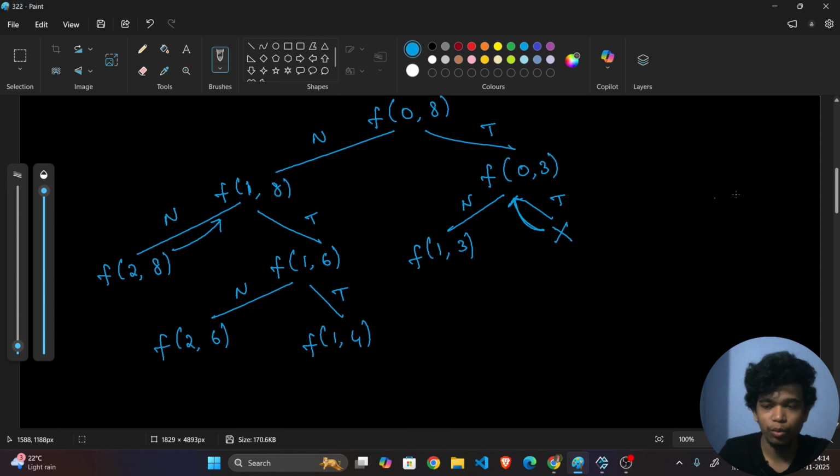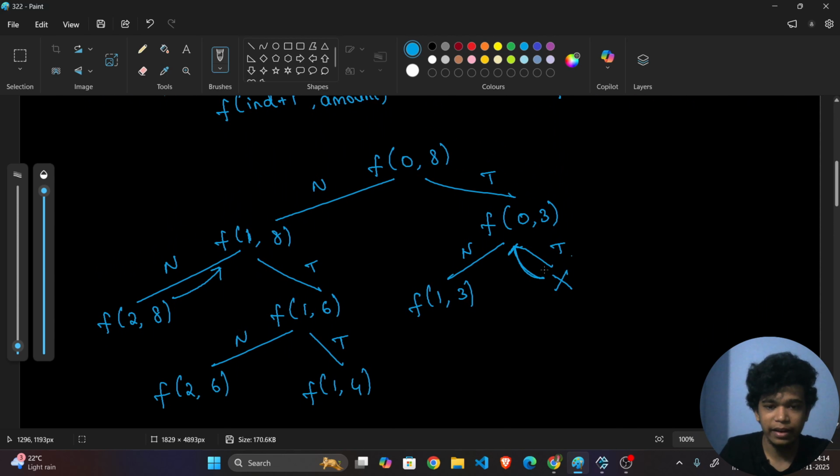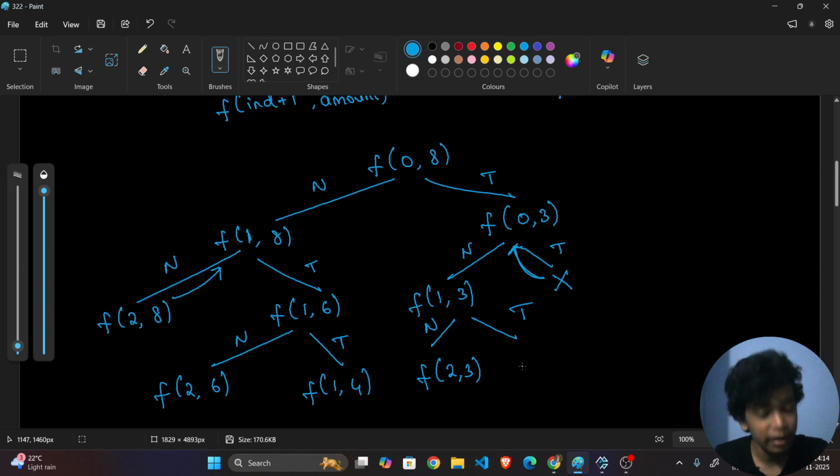Okay, similarly here 1 comma 3, I can either go to not take, or I can go to take. If I go to not take, it will be f of 2 comma 3. If I take it, 3 is greater than or equal to 2, right? 2 is going to be the first index element, so that's the reason why. If I take it, it will be something like f of 1 comma 3 minus 2, which is equal to 1.